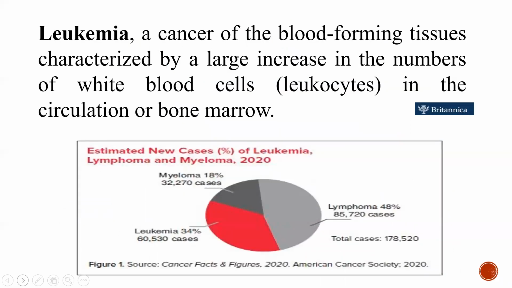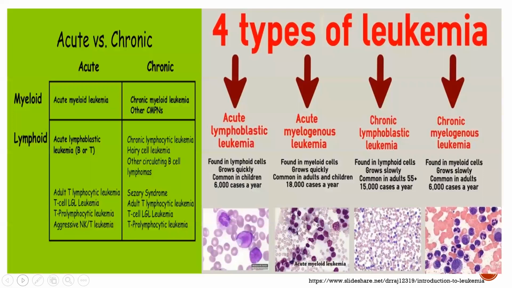Leukemia, a cancer of the blood-forming tissues characterized by large increase in the numbers of the white blood cells in the circulation or the bone marrow. In general, among the malignant blood disorders, leukemia takes around 34%. The biggest part of the cases of blood cancer is taken by lymphoma. It's almost 50%, so half of all cases. And around 20%, usually it's a myeloma problem.